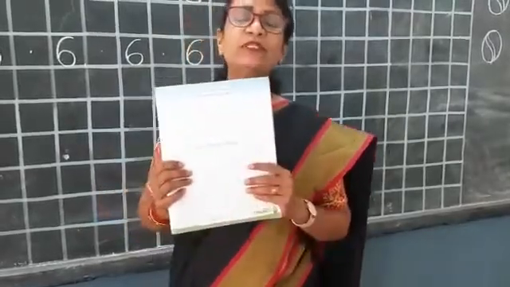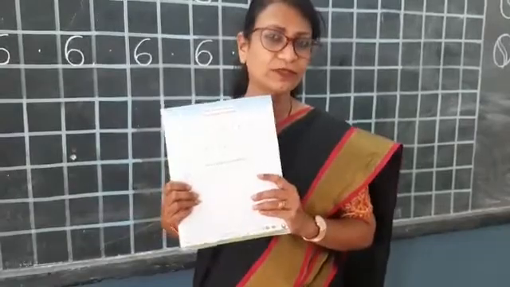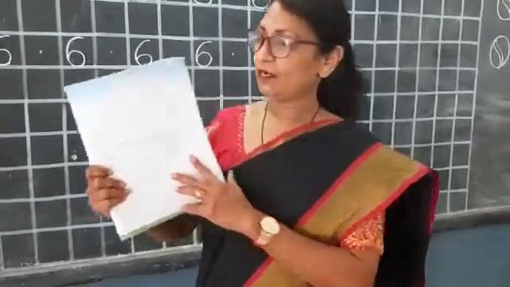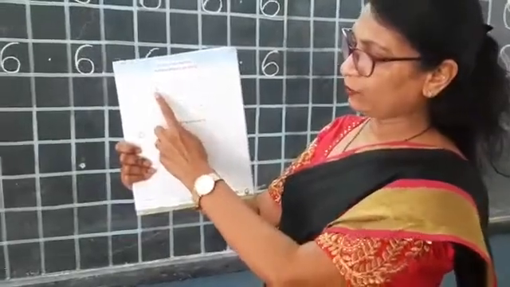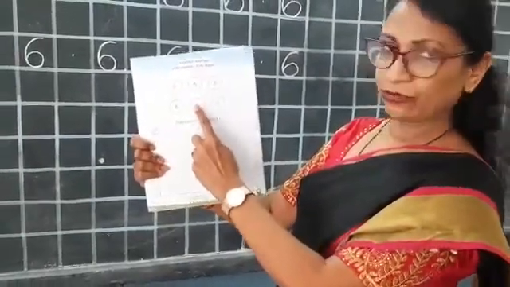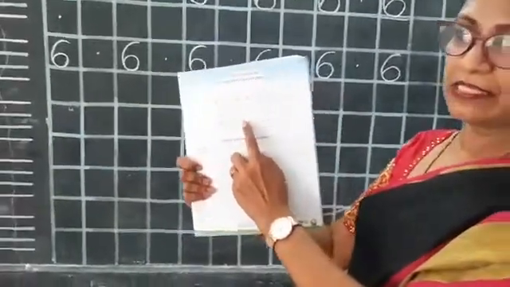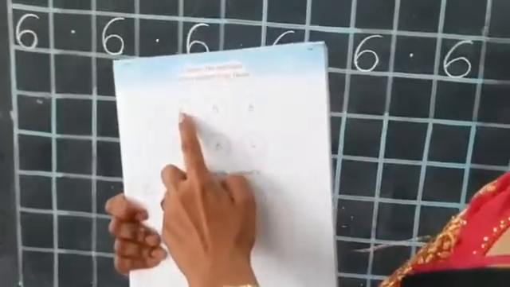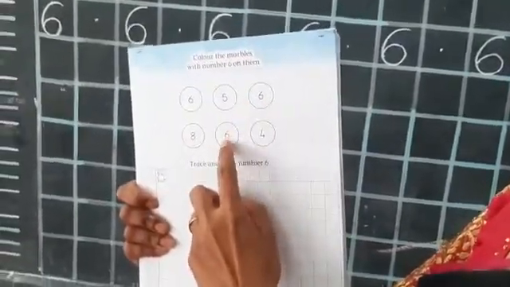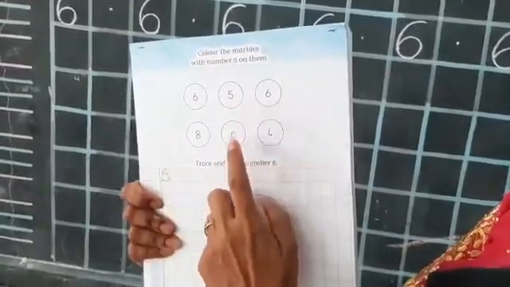What are you going to do with these numbers today? Let me see who is going to be clever. What are you going to do with these numbers? Hello. All of you know where the 6 is? How many 6s are there? 1, 2, 3. So you have to color the circle where 6 number is written. Where 6 number is written, you have to color the circles. You have to color this circle, this circle, this circle.